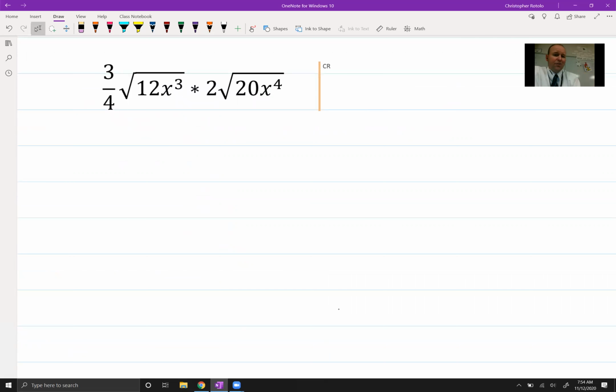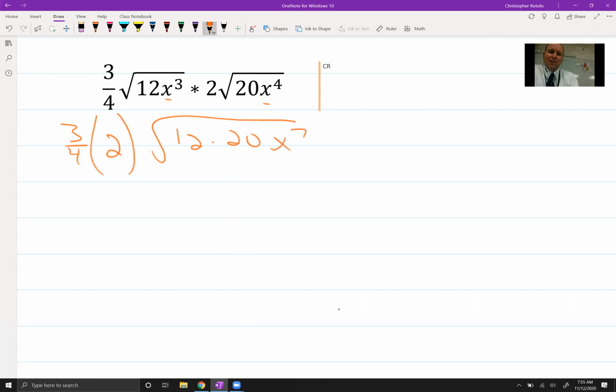All right, so again, I don't really want to multiply anything together at this point. I just want 3/4. I want it times 2. I have the square root. I have 12 and 20. The variables, that might be the only thing I am okay with putting together because it's super simple. We have the same base, so we're going to add 3 and 4, and we got ourselves an x to the 7th. So what common factors do you think of when you have 12 and 20?